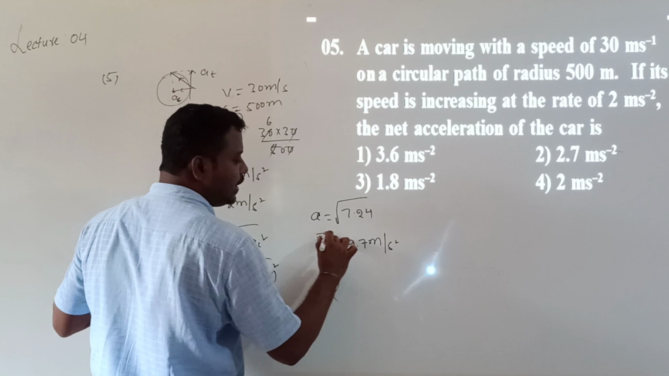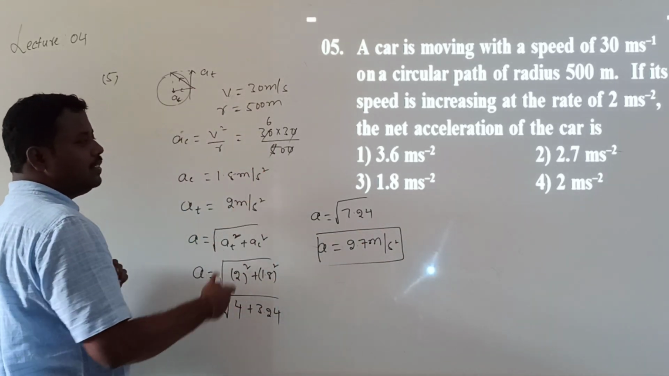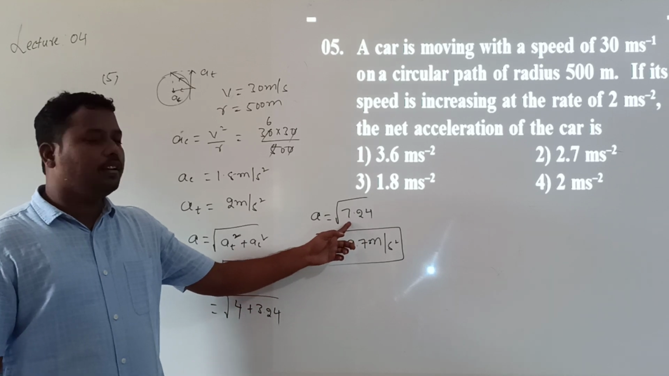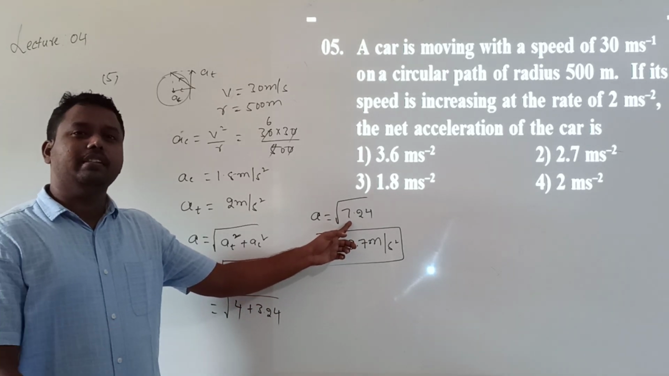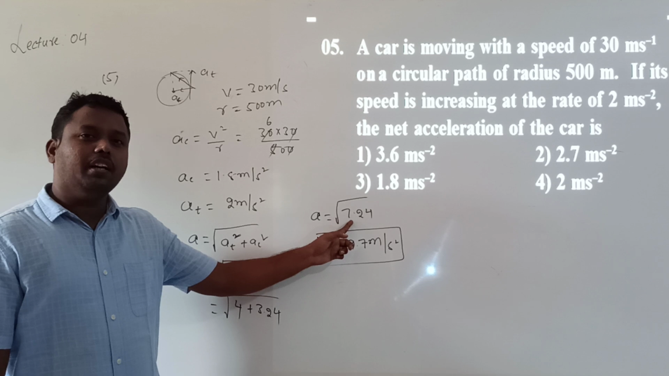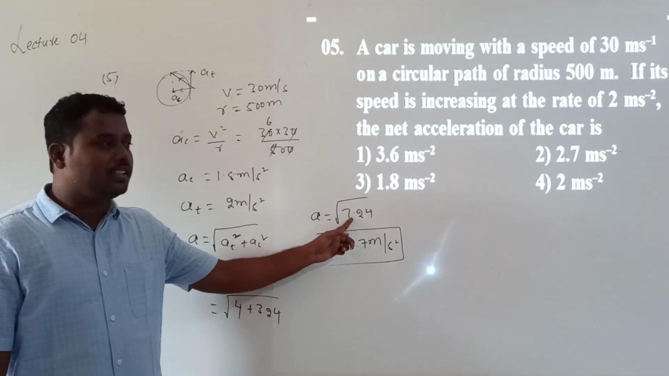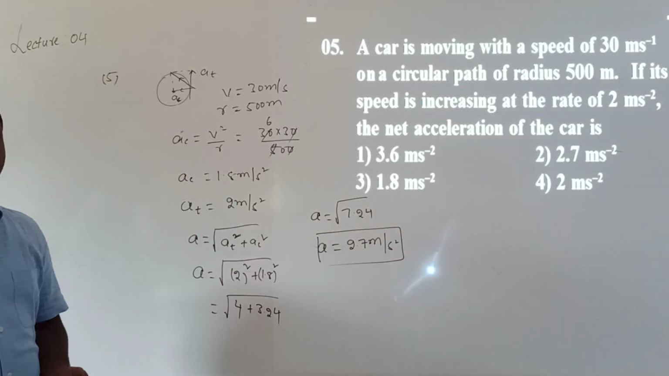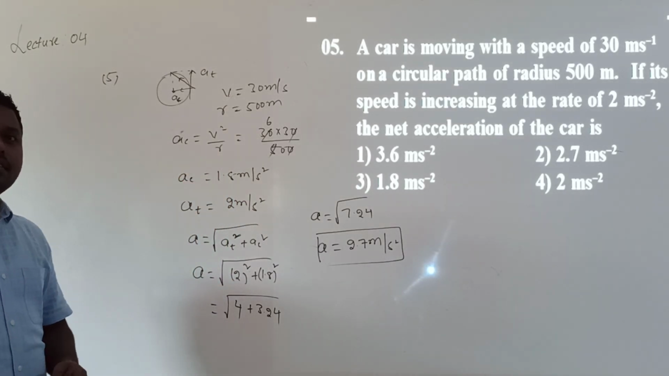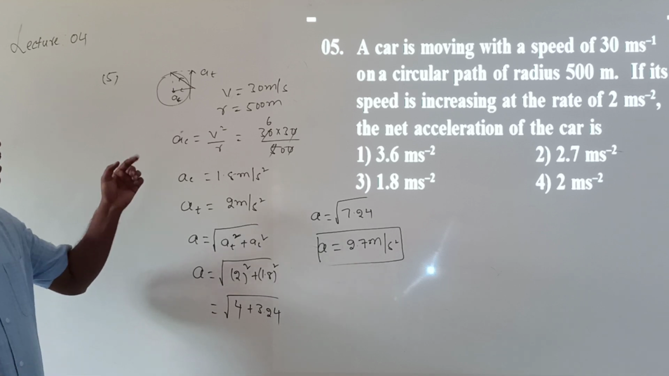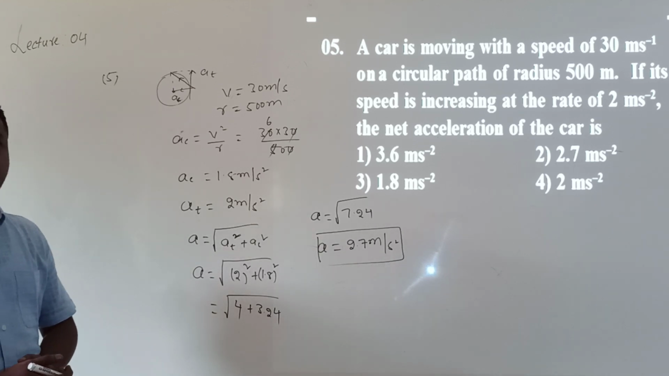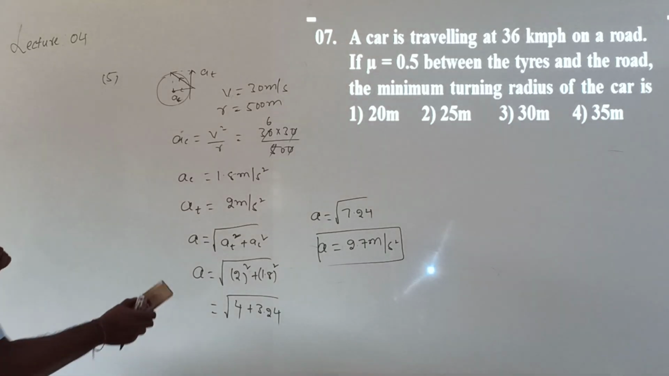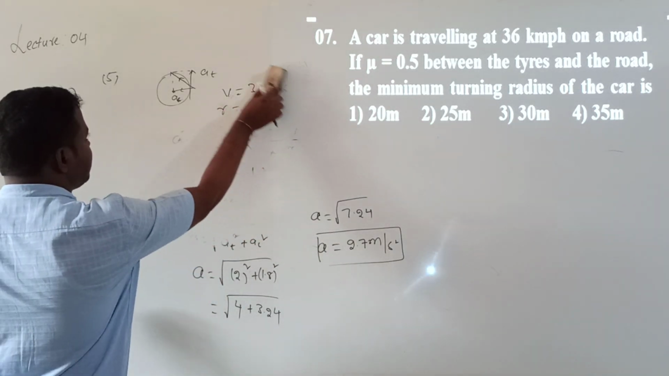Every time there is no need to check with the calculator. By seeing the answer options you can estimate here. The exact square root of 9 is 3, so the answer will be less than 3. But this is the formula for which motion? Non-uniform circular motion. That is question number 5. Next one, question number 7.